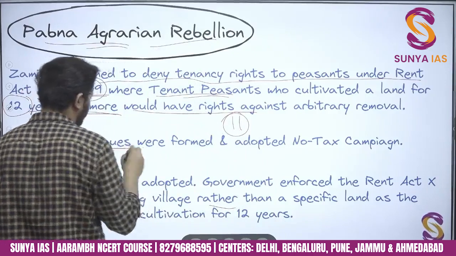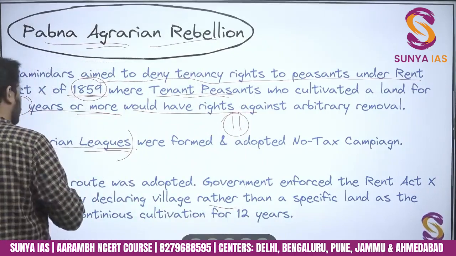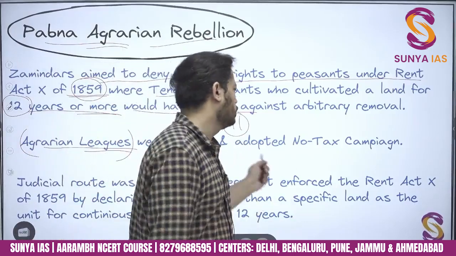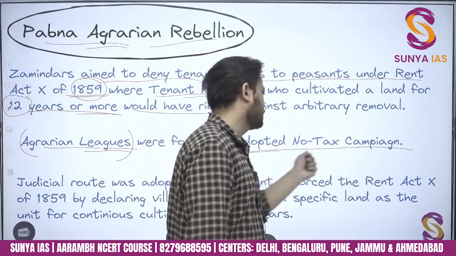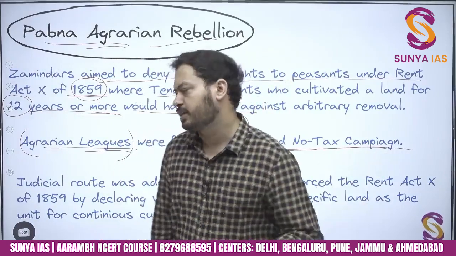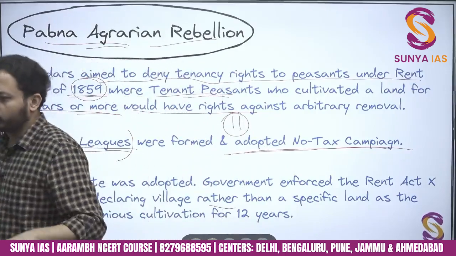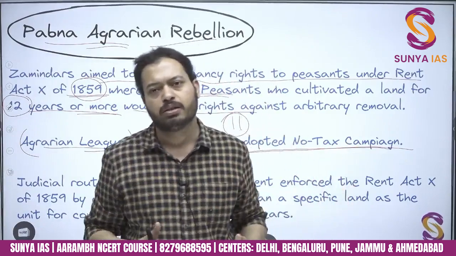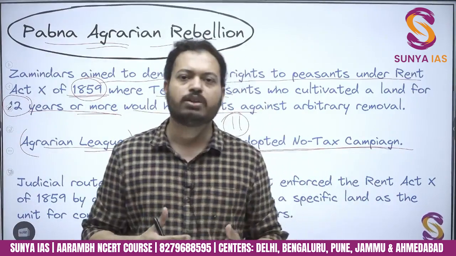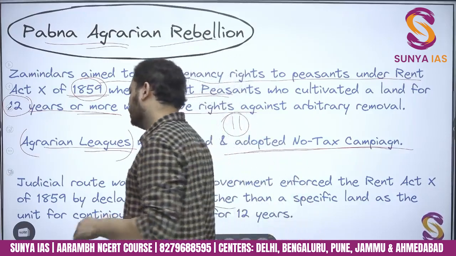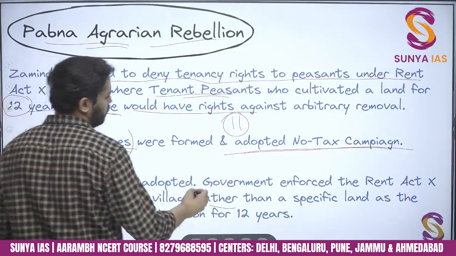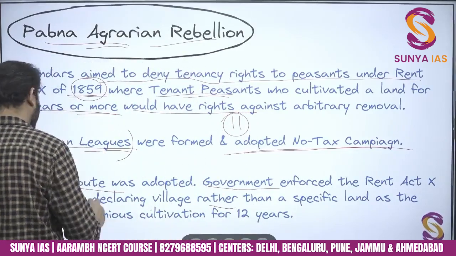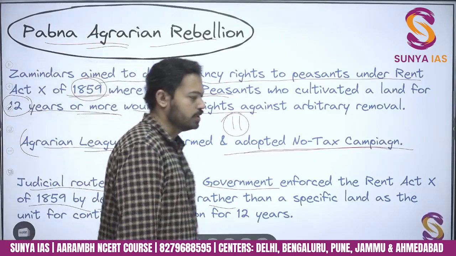Agrarian leagues were formed here. Okay, and since by this time they had started taking help from the Bengal intelligentsia, a no-tax campaign was started. And the case went into the judicial court, because the zamindar told the East India Company that they were not paying us, how can we pay you? So the whole case went to the judicial level, and the judiciary understood the problem and told the government to take action.